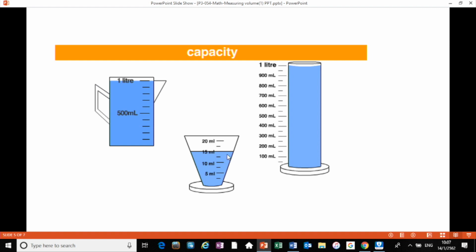So what's the capacity of this container? 20 millilitres. But where's the volume? 15 millilitres. Well done, guys.